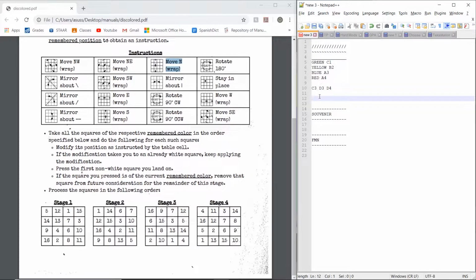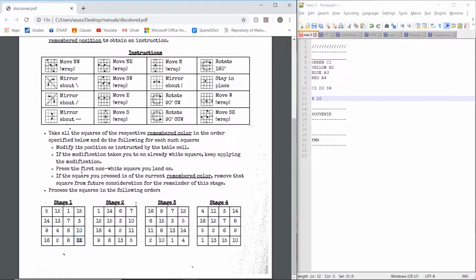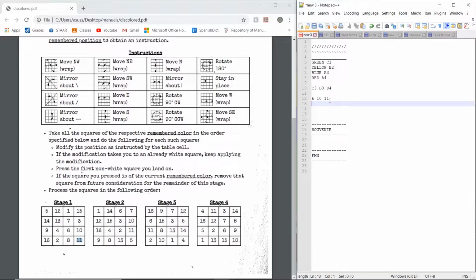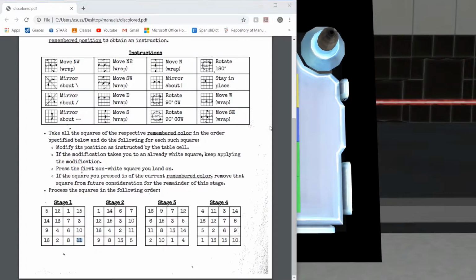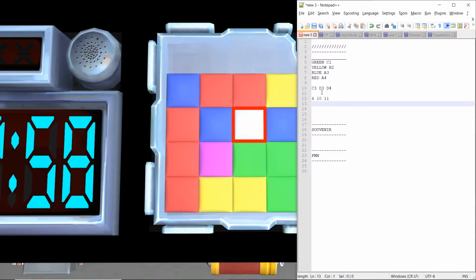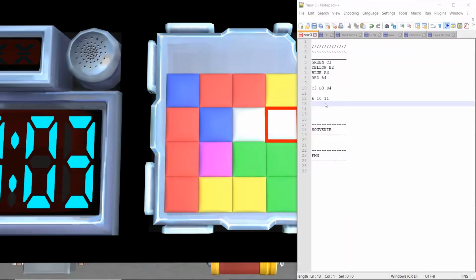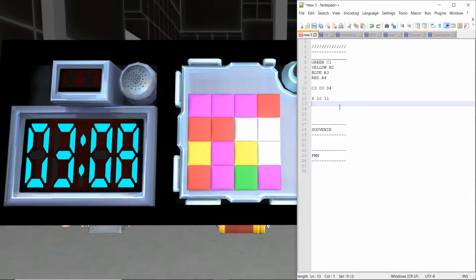So we have Charlie 3, Delta 3, and Delta 4. Charlie 3 has a value of 6. Delta 3 has a value of 10. And Delta 4 has a value of 11. Now we don't press these, but we use these in ascending order. So we go north of Charlie 3. North of Delta 3, oops. And then north of Delta 4. And then we're on the next stage.